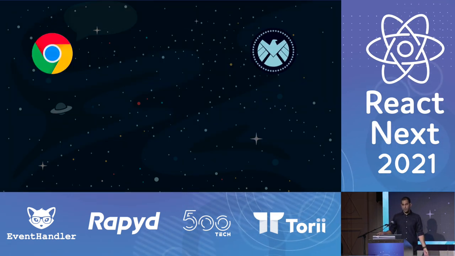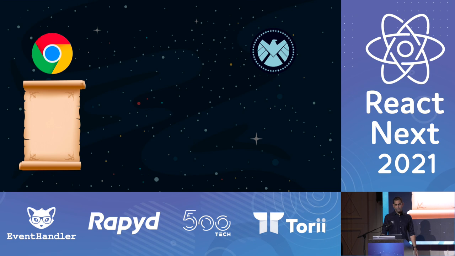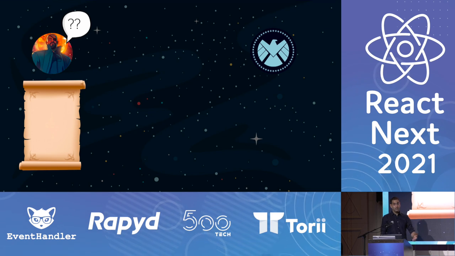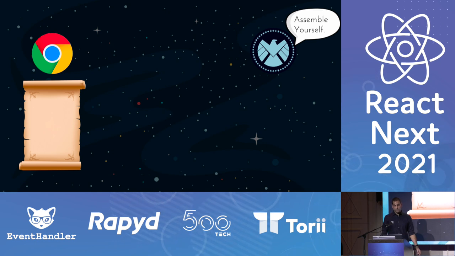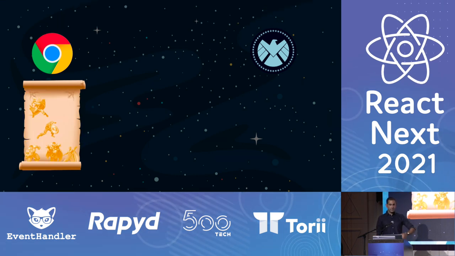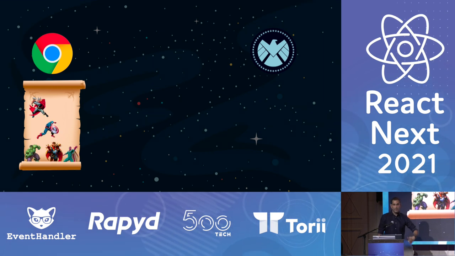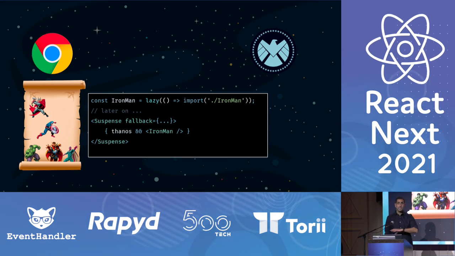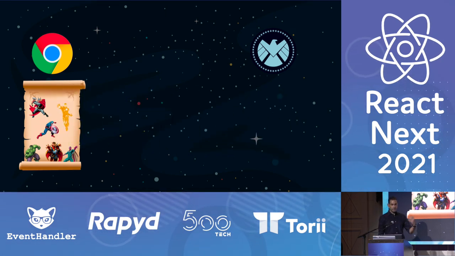How it looks: the client asks the server, okay, assemble the Avengers. And the server just sends it an empty container. And then the browser has to ask for the React code and the JavaScript code in order to build it on its own. So the server just sends React and JavaScript. And React does render on the client, and then it builds everything. It has to not just create the presentational markup, but also make it useful. And the benefit is that if we have one component that is missing, we can later ask the server to send that JavaScript, like we saw in Lazy and Suspense, and then add this component.